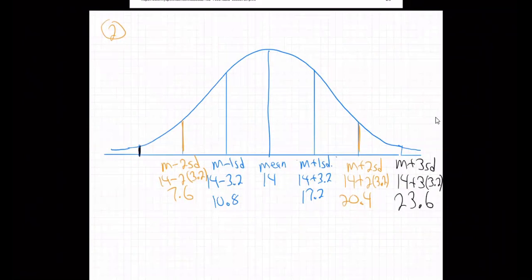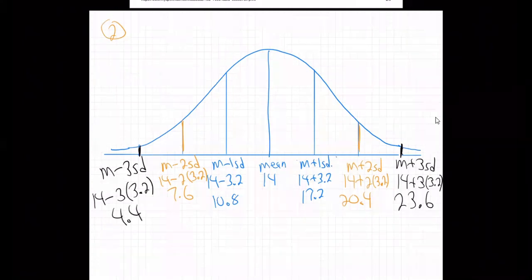This line right here is the middle minus 3 standard deviation jumps. So that's going to be the middle, which again is 14, minus 3 times the standard deviation, 3.2. 14 minus 3 times 3.2. I'm getting 4.4. So there's that line at 4.4.